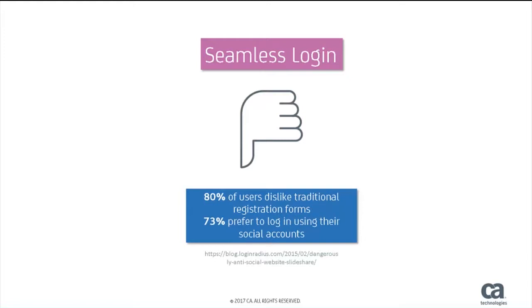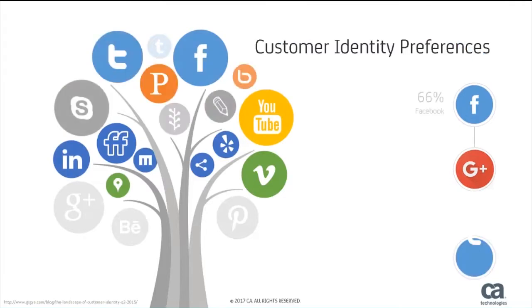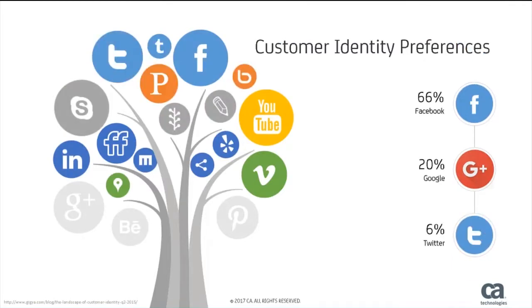Well, and therefore also 73% of those users overall prefer to log in using their social accounts. So here you see the first touch point, seamless login, social logins in combination with OAuth, because OAuth allows you to do that. Why? We will see later on. Just to give you an insight on the preferences, currently what companies are using as a social login provider is 66% Facebook, 20% Google, 6% Twitter, and then 2% LinkedIn, etc.